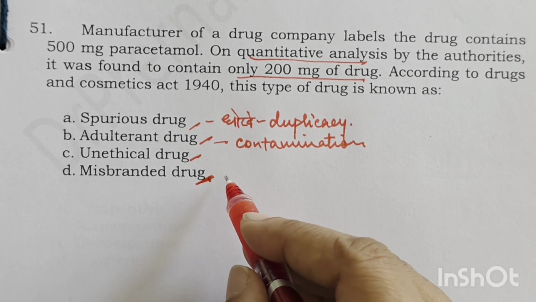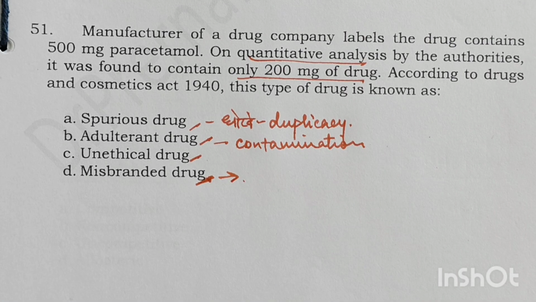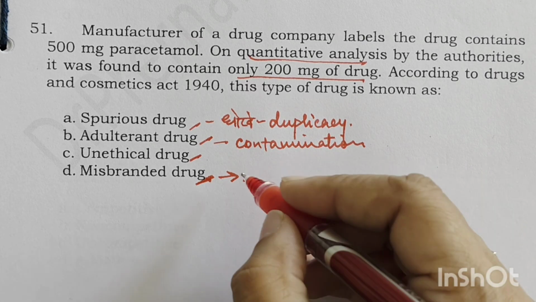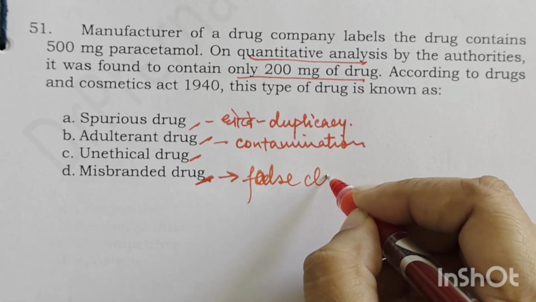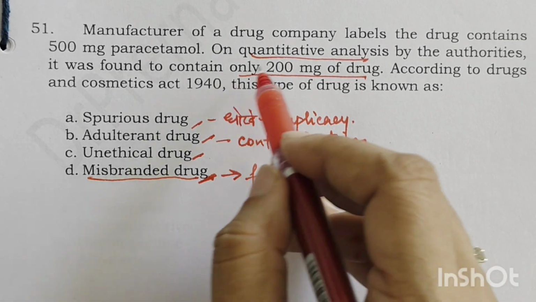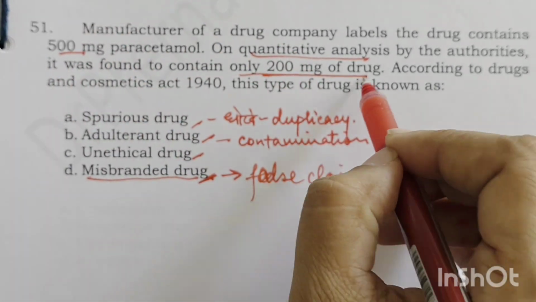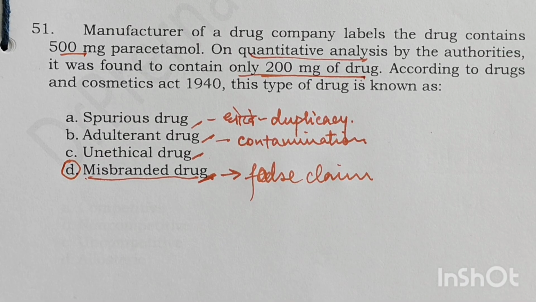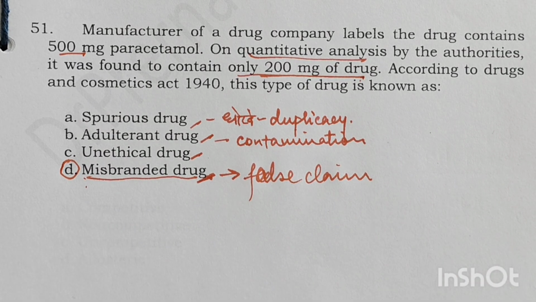And a misbranded drug is something if it is colored, coated, powdered and polished and damage is concealed or not labeled in the prescribed manner, or the label contains anything accompanying the drug which is not right or which is a false claim. So here a false claim wala condition misbranded drug mein aati hai. So here 500 milligram ko 200 milligram dikhana is a false claim, so it comes as a misbranded drug. So the right answer here is misbranded.